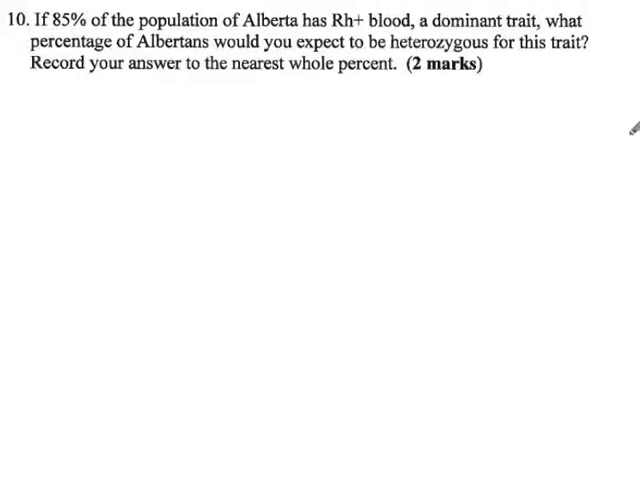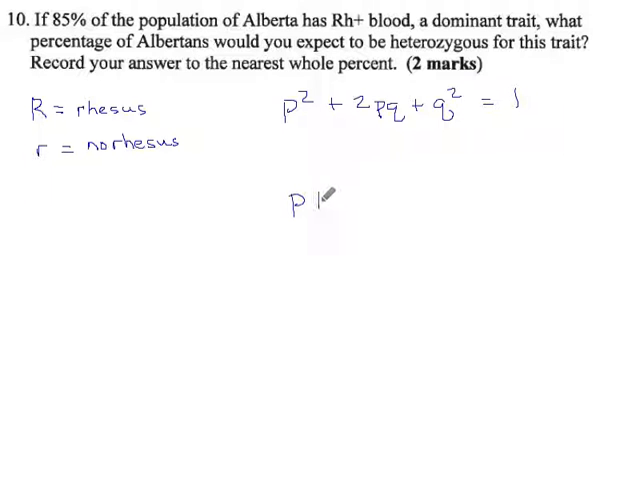Hi again. A couple examples back, we had a look at a Hardy-Weinberg problem involving rhesus factor, and now it is back. We know that the rhesus factor is governed by a dominant allele, which means yes, you do have rhesus factor, and a recessive little r allele, which means no rhesus factor. We know that we can model this using the Hardy-Weinberg formula, and its little sibling, p plus q equals 1.